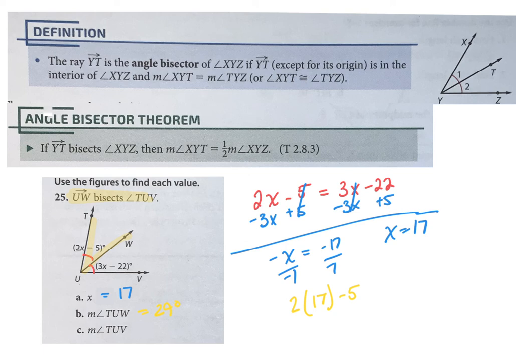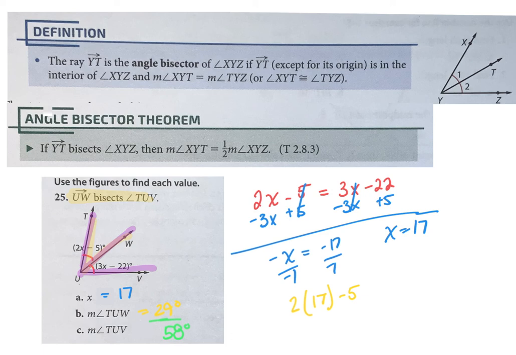The next one they ask for is TUV. Do I need to plug this in to solve? I know this is the bisector and I know half of it. What's the only thing I have to do to find the whole? Yeah, just add them up. 29 and 29, right? If the half is 29, the whole is going to be 2 of that. So that should be 58. You could plug it in, but you're going to get 29 for the other one as well.